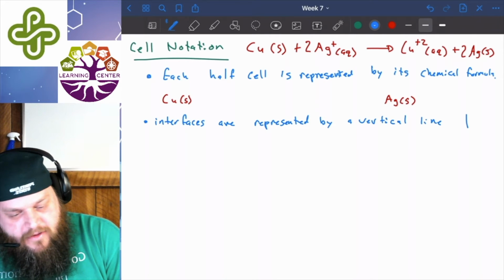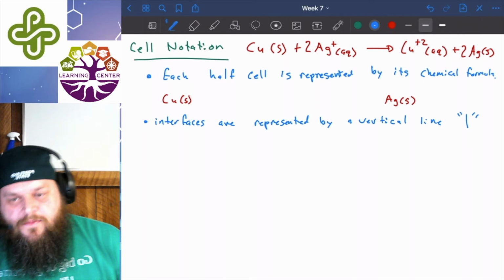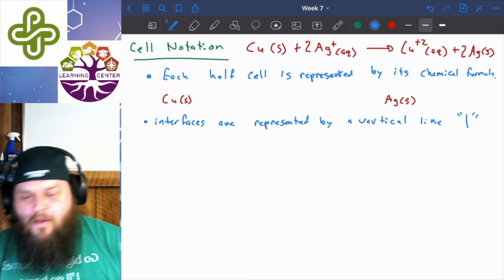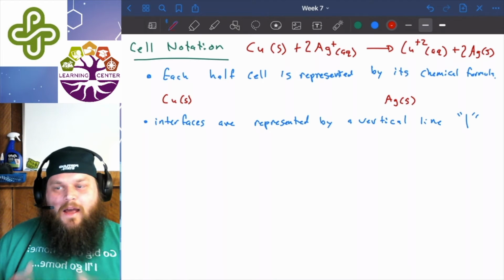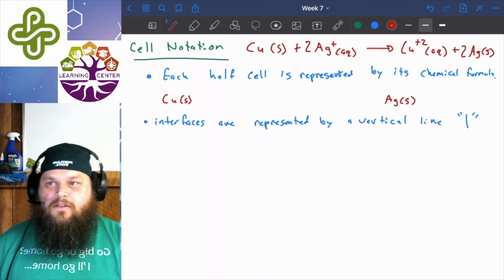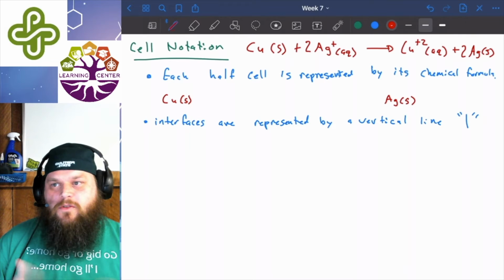Okay, which basically just look like that. I'll put little quotes around it. Just a big long line. And we can write those out. And the interface tells it what happens with the copper. The copper in this case goes into that solution with that copper nitrate.